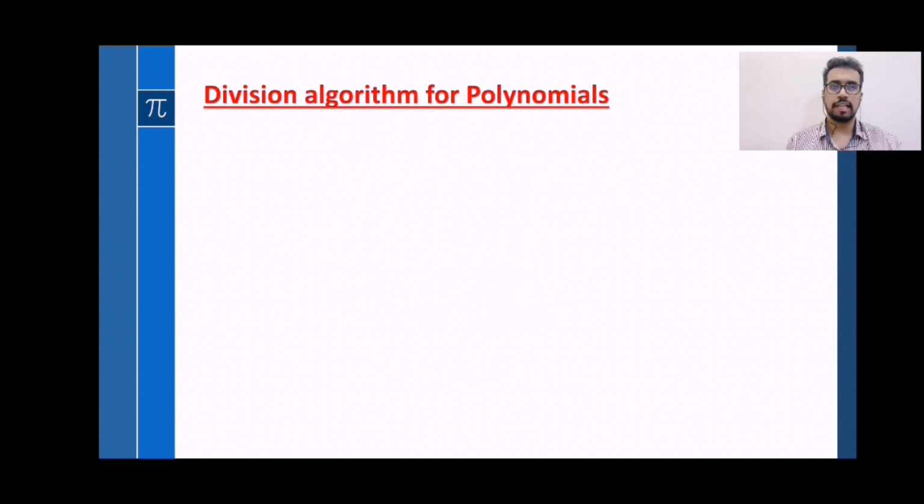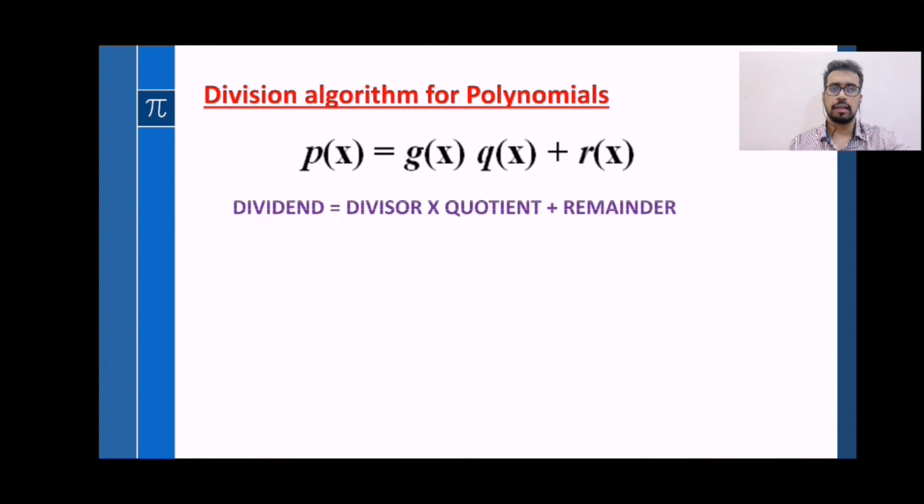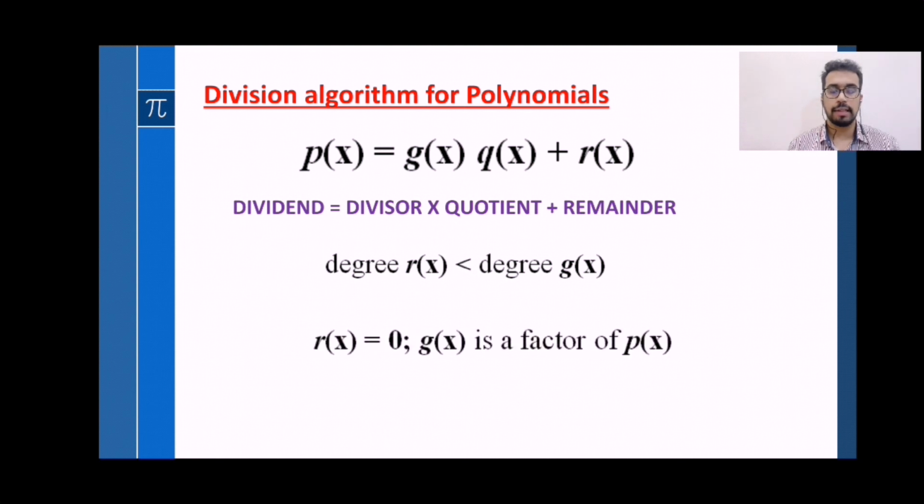Now, let us move on to the division algorithm for polynomials, which is p of x is equal to g of x into q of x plus r of x, which is simply dividend is equal to divisor into quotient plus remainder. Here, we have two conditions to follow: either the degree of r of x is less than g of x, or if the value of the remainder is 0, then we can conclude that g of x is a factor of p of x.